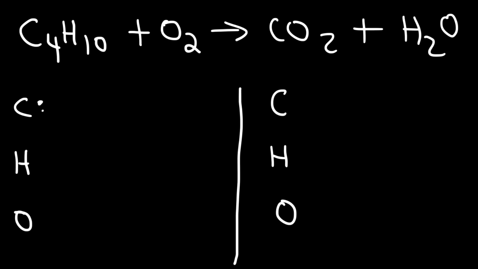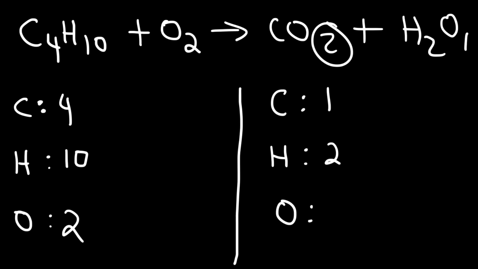So on the left side, we can clearly see that there are 4 carbon atoms, 10 hydrogen atoms, and 2 oxygen atoms. On the right side, we have 1 carbon atom, 2 hydrogen atoms, and then 2 plus 1. Don't forget about the invisible 1. So we have 3 oxygen atoms. Now, we're going to follow the same procedure.